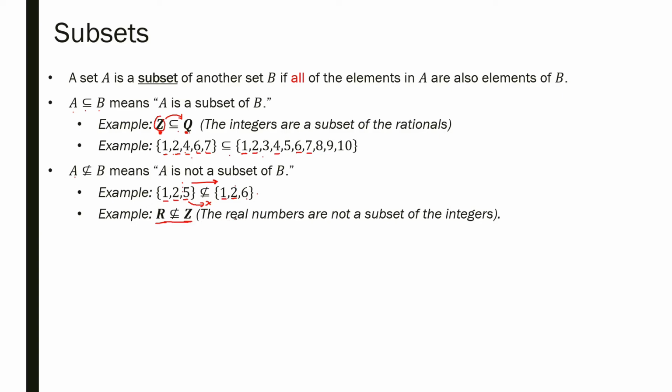That's obvious because you can find a real number that's not an integer. For example, pi is a real number, but it's not an integer. So the real numbers are not a subset of the integers.